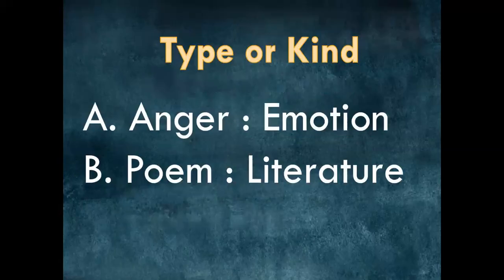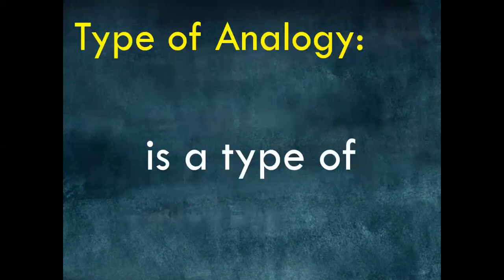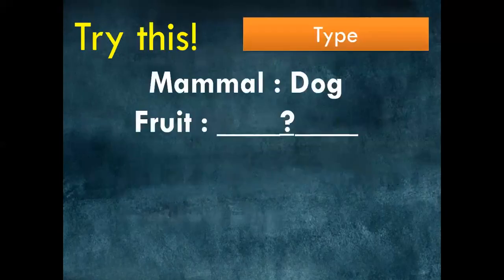Another one is we have here anger is to emotion. Poem is to literature. This kind of relationship would give us type of or kind of. Anger is a type of emotion or a kind of emotion, and poem is a type of literature. Now take note, another analogy is a type of or a kind of. Let's try analyzing the following and give me the correct answer.